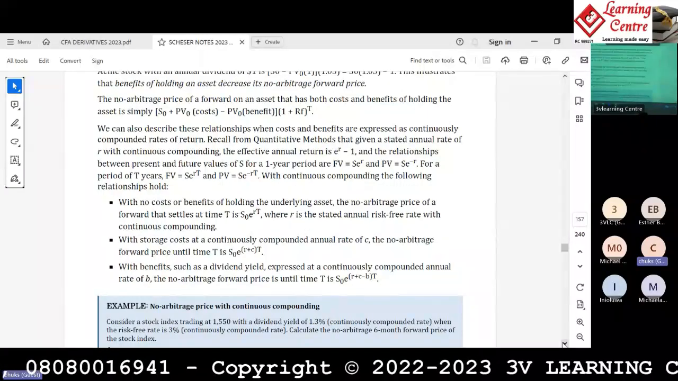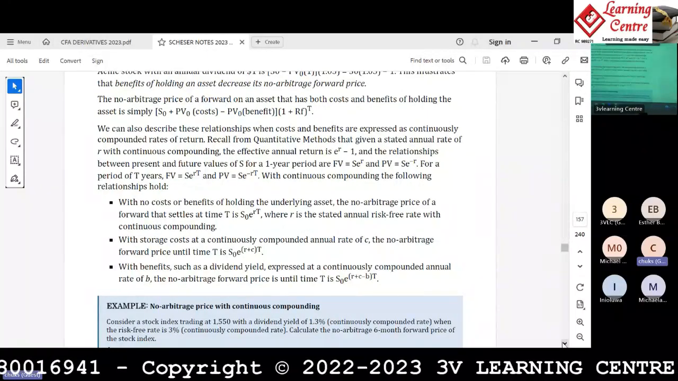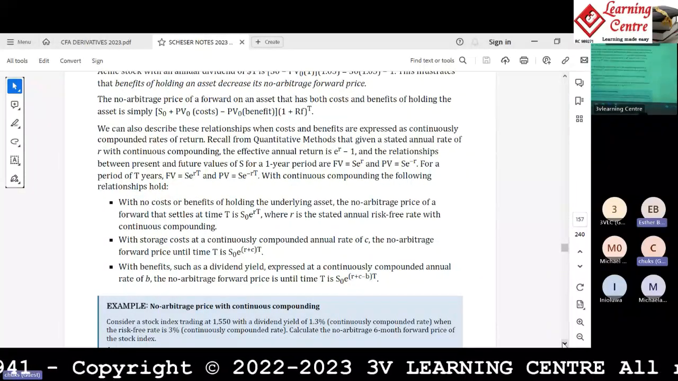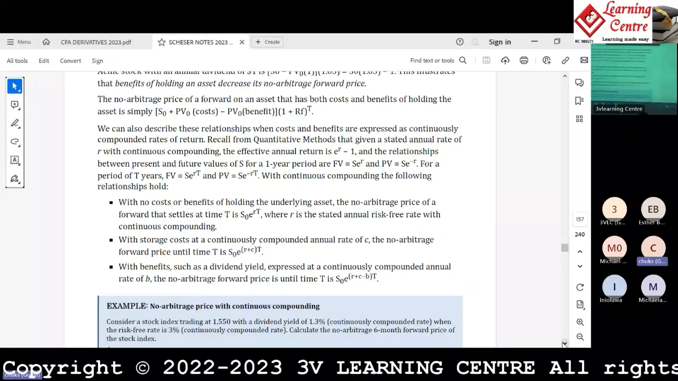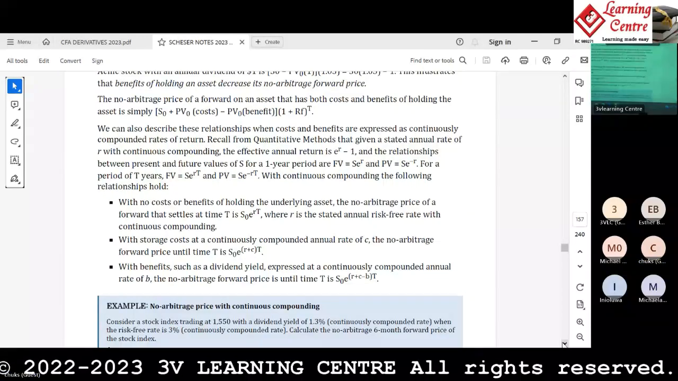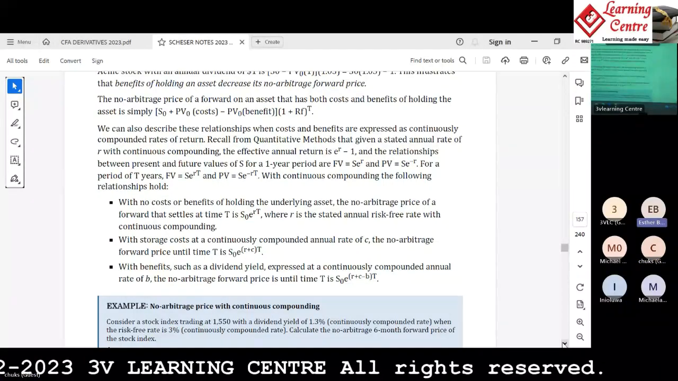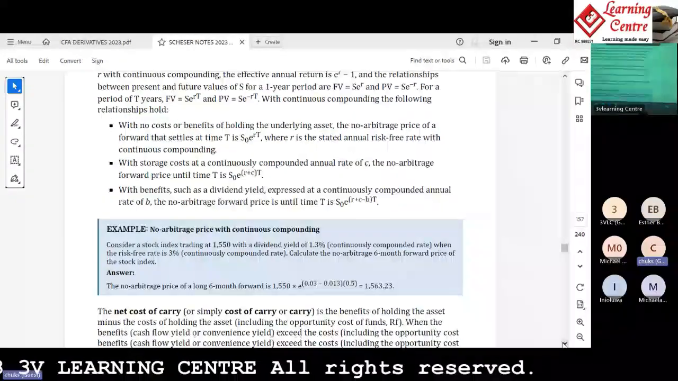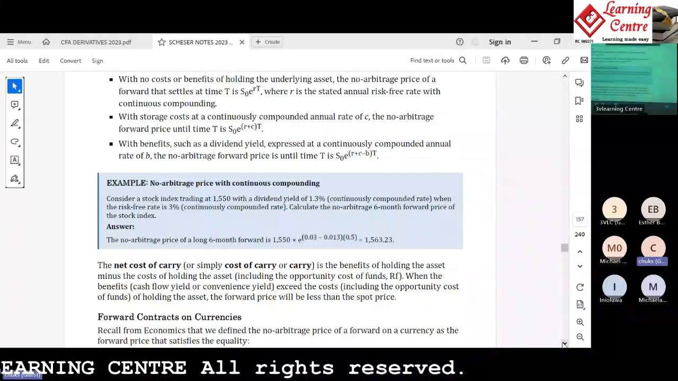All right. So the other thing we did was, if it was the cost, instead of 1.03 minus 0.013, it would be 1.03 plus 0.013, and every other process remains the same. All right. Thank you. You're welcome. Okay, so that's that.